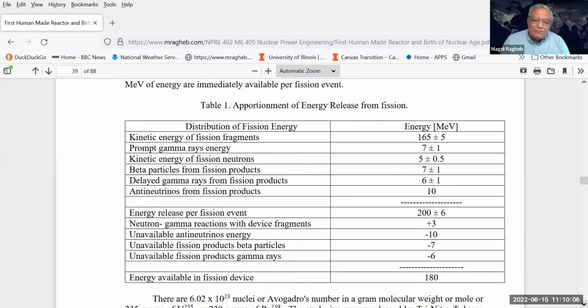And the implosion process had to be used on plutonium, and that was after the Trinity Test. It was used on Nagasaki. Now let's become a little quantitative here rather than qualitative.